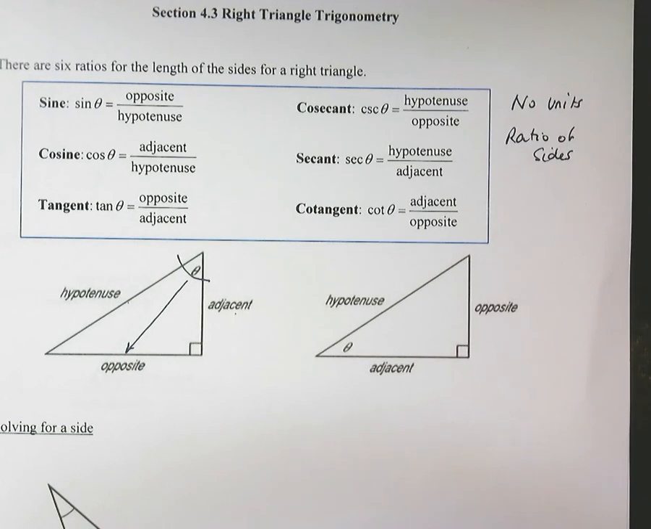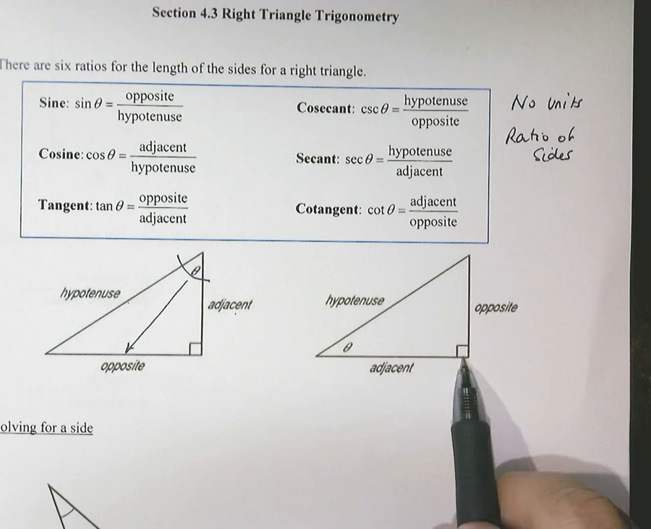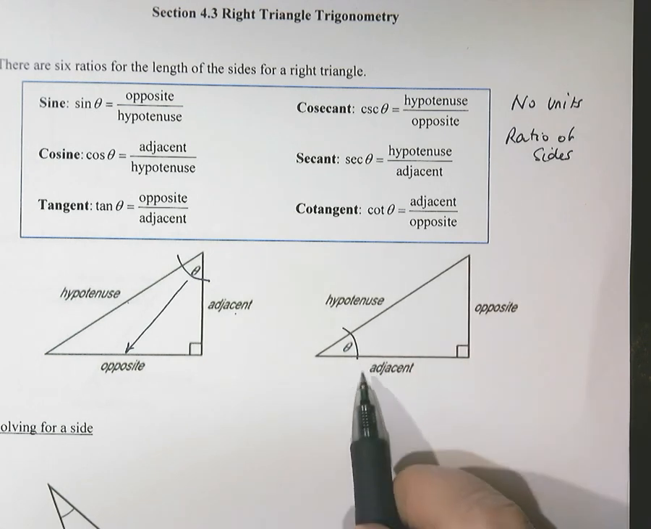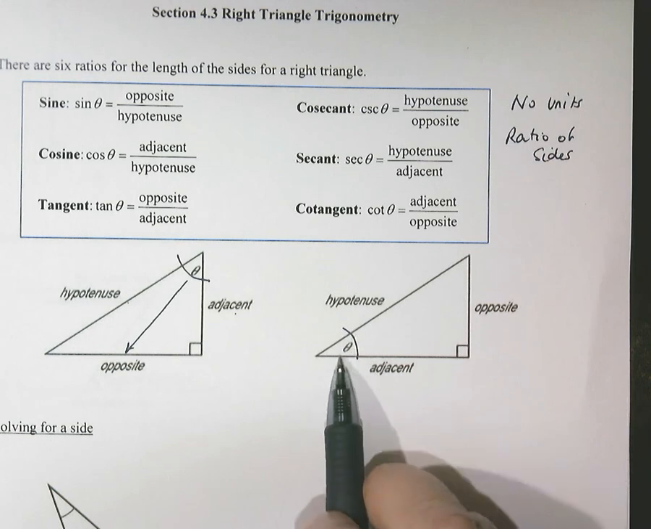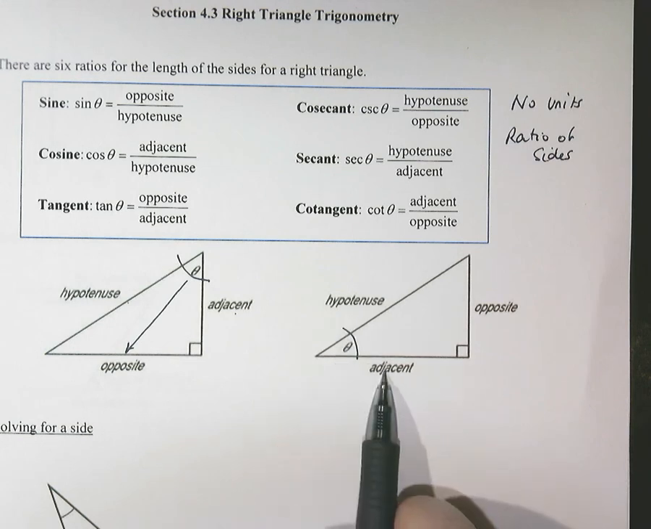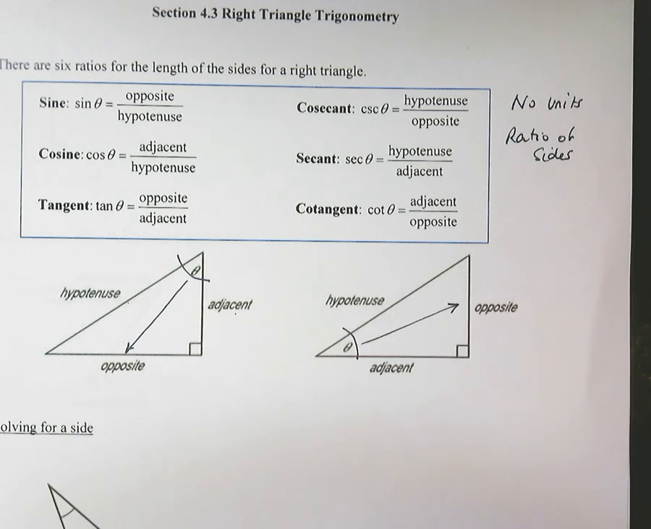If I reorient my triangle in a different way, and this is my right angle, and this is my angle theta, once again, if you draw that arc through the angle, you're always going to cross the hypotenuse and the adjacent side. If you draw the arrow, it reaches towards the opposite side. And it's imperative that you understand this relationship.